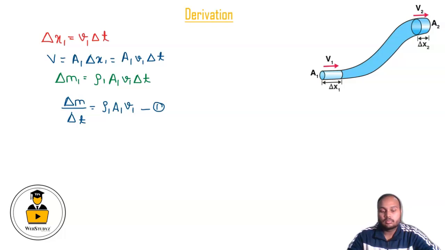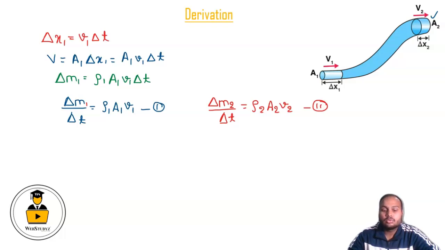Similarly, we can write for the upper end of the tube. If we write for the upper end of the tube, we will get here m2 by t, since the time is constant, as the same time we are using. So this will be equal to rho 2 into A2 into velocity v2. And this will be our equation 2.